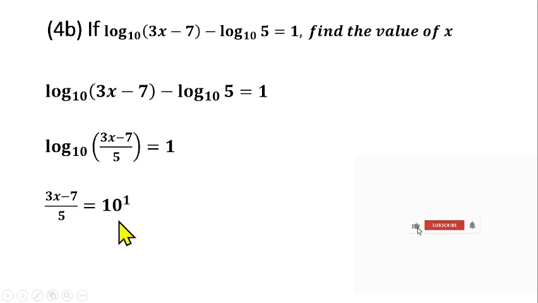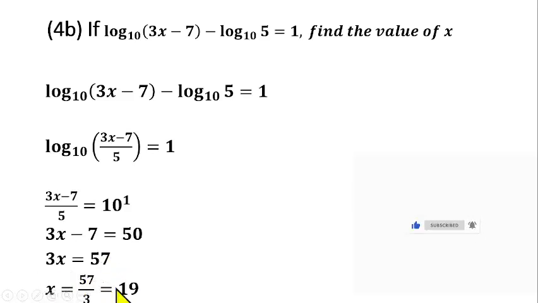So we can cross multiply from there. So you have 3x minus 7 equals 5 times 10, which gives us 50. Collect like terms from there. You have 3x equals 50 plus 7, that gives us 57. Divide both sides by 3, x will be equal to 19. So that's the solution for question number 4b as well.